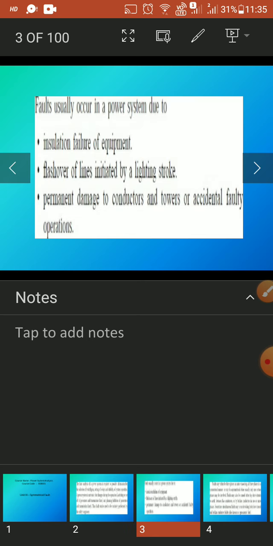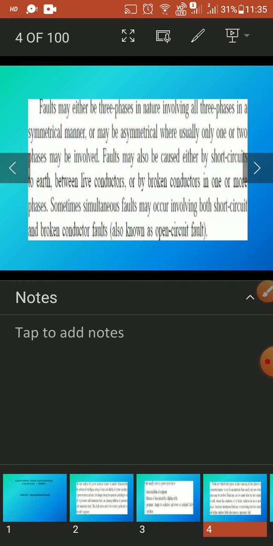So faults usually occur in the power system due to insulation failure of equipment, flashover of lines initiated by lightning strokes, permanent damage to conductors and towers, or accidental faulty operations. Faults may be either three-phase in nature, involving all three phases in a symmetrical manner, or may be asymmetrical, where usually only one or two phases are involved.